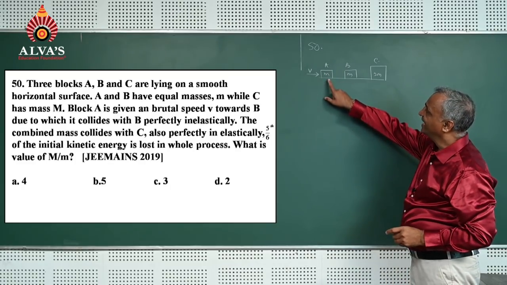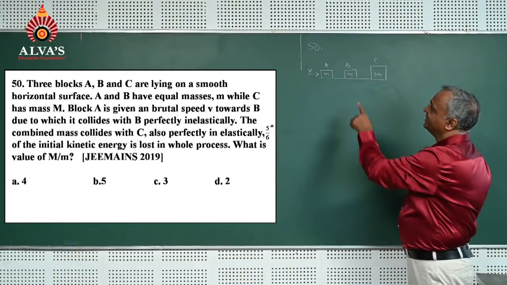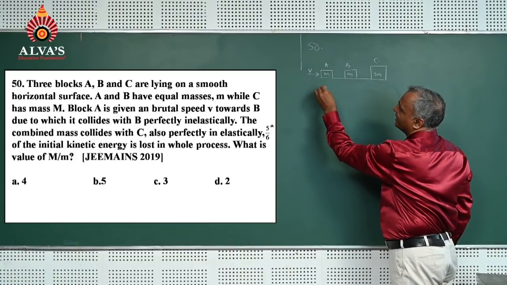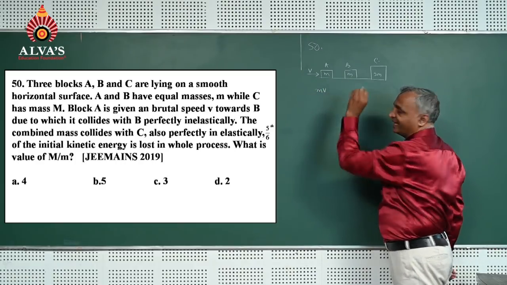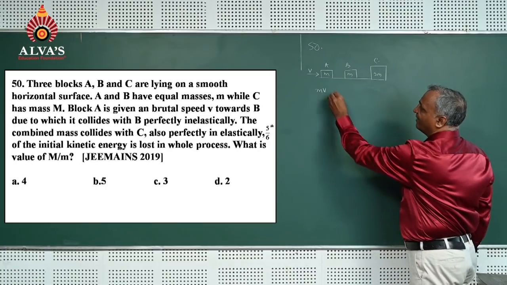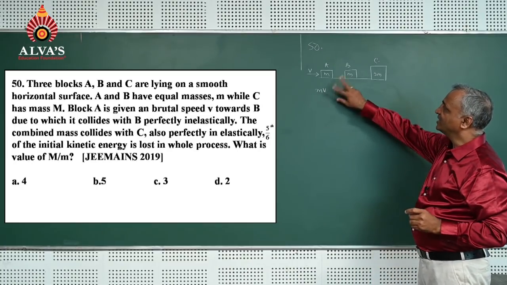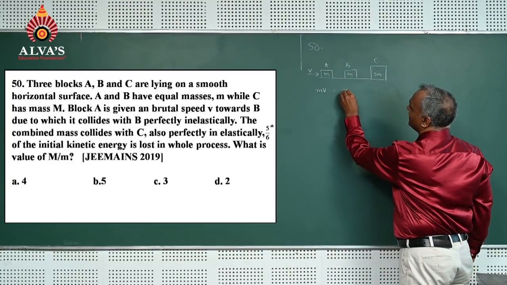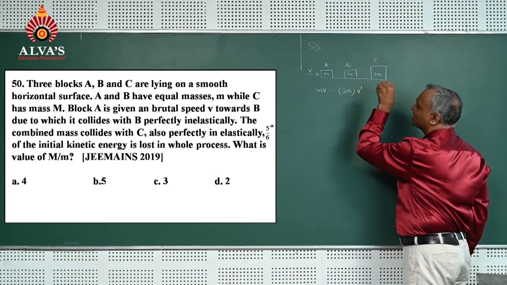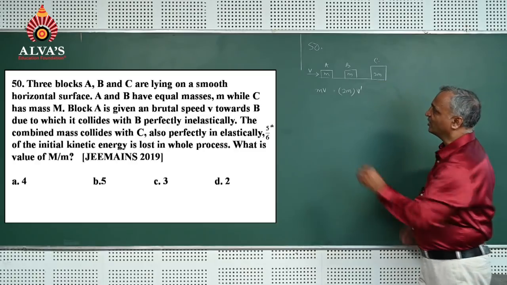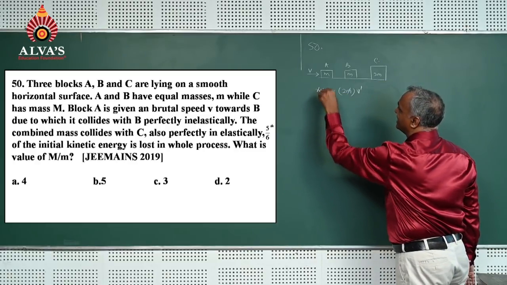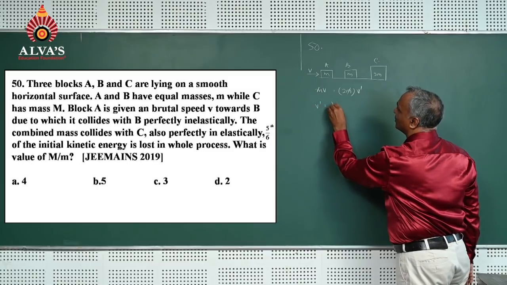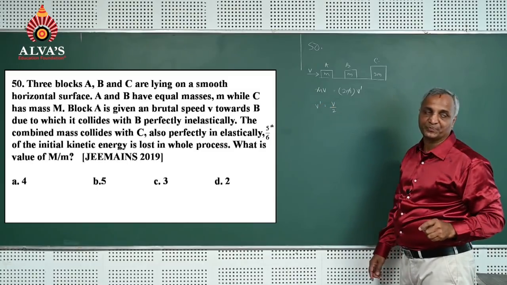Then I can say initial momentum is what? This body is at rest. So initial momentum is m into v. And final momentum, these two bodies stick to each other, and so m plus m becomes 2m. And this velocity is say some v dash. So from this I can write, m cancels, v dash will be equal to v divided by 2.